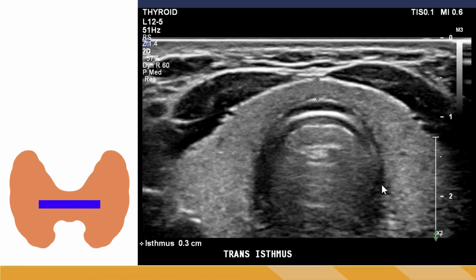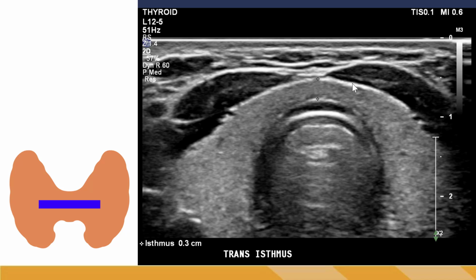Next, then, I go to the isthmus, so I will be very central on the neck, very centered on the isthmus, finding the widest portion, zooming into it, and taking an AP measurement. As a review, the isthmus is the tissue that connects the right lobe to the left lobe. It literally means bridge, and we want to make sure that we are not measuring into the trachea.